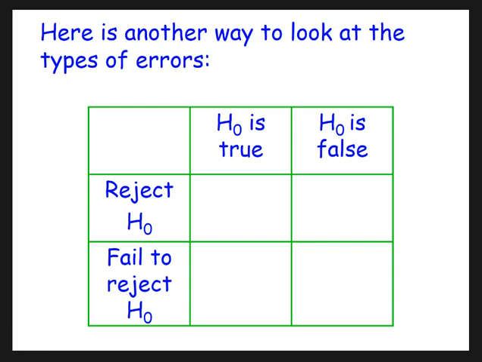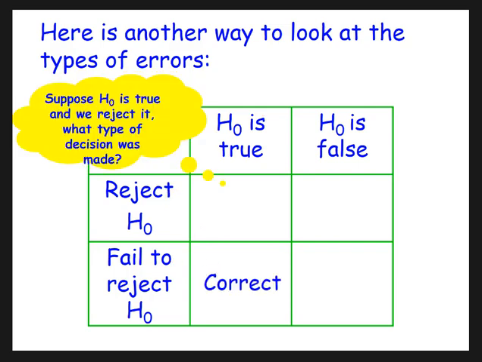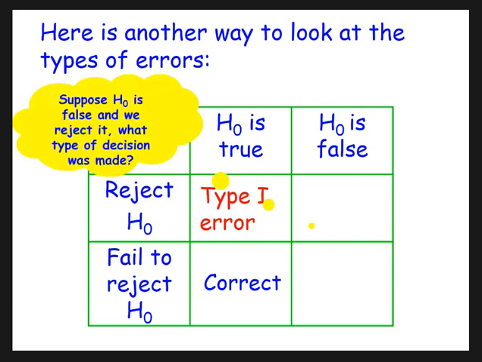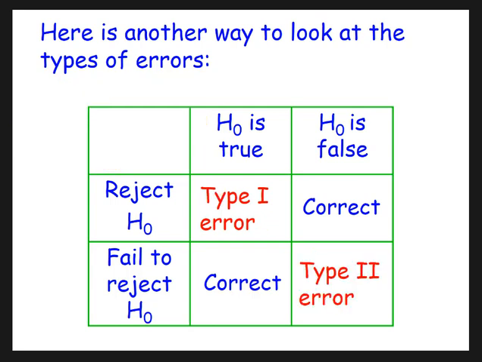So here's just the table. If the null hypothesis is true and we fail to reject, that is a correct result. If it is true and we reject it, that is a type 1 error. If the null hypothesis is false and we reject it, that is a correct result. If it is false and we fail to reject it, that is a type 2 error.